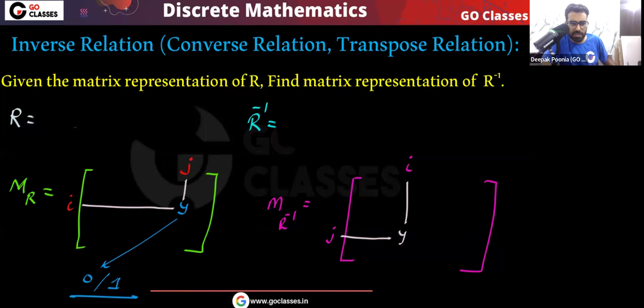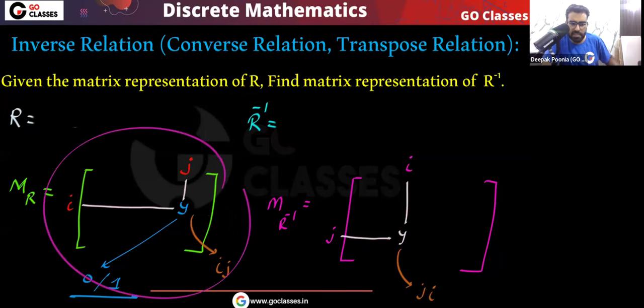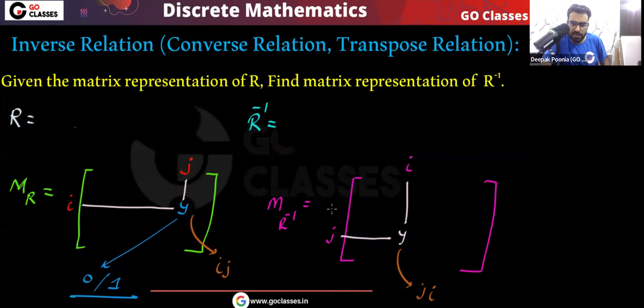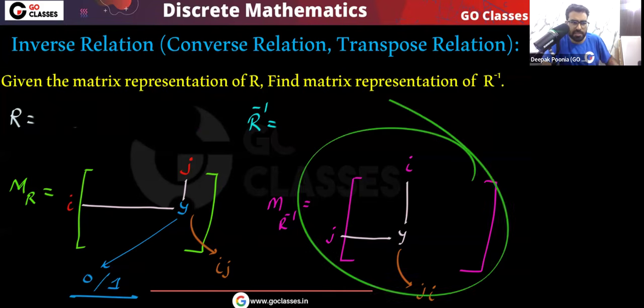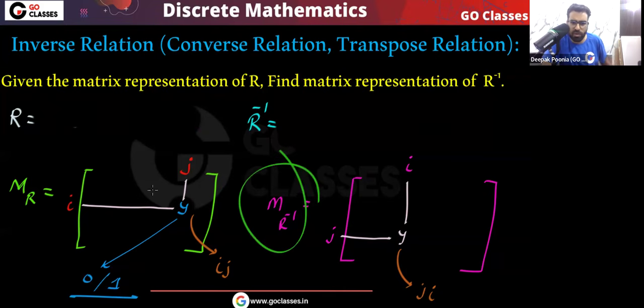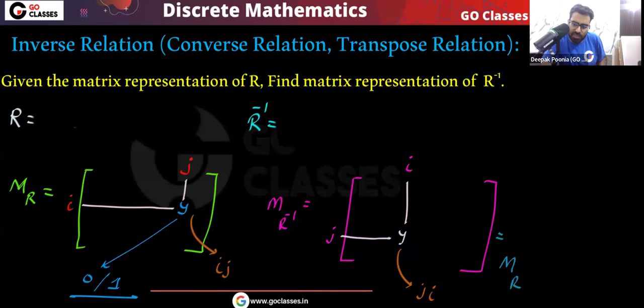What does it mean? It means that this (i, j) element has become the (j, i) element here. So in a matrix, when the (i, j) element becomes the (j, i) element in another matrix, what is this new matrix called? It will be called the transpose of the original matrix. Yes or no? So remember, this is basically the transpose of the original matrix. That's it.